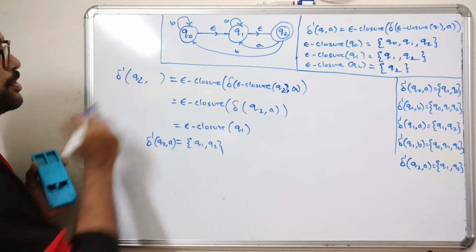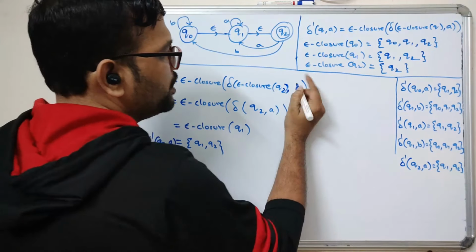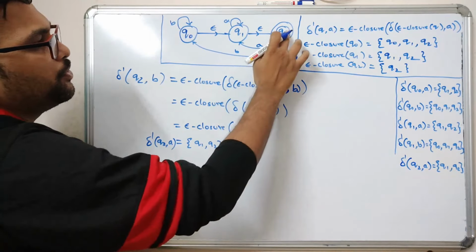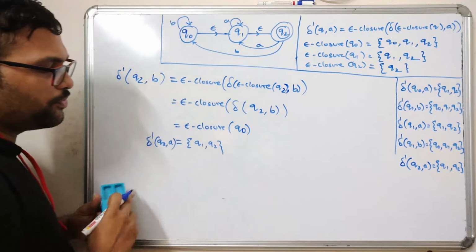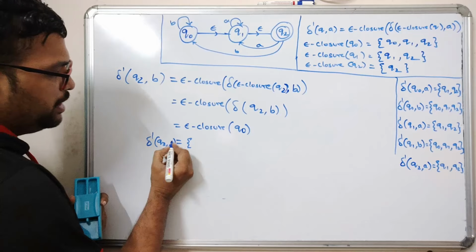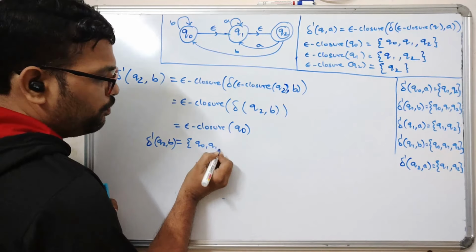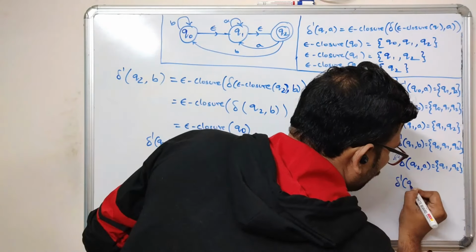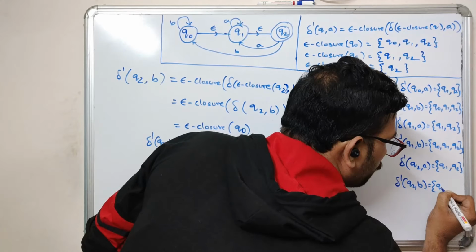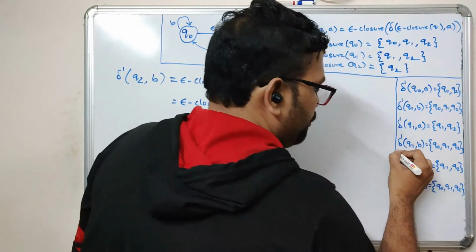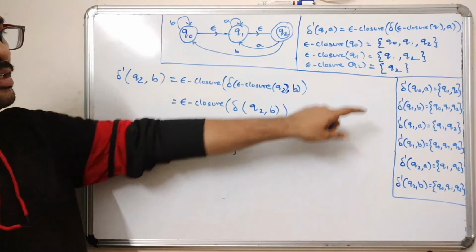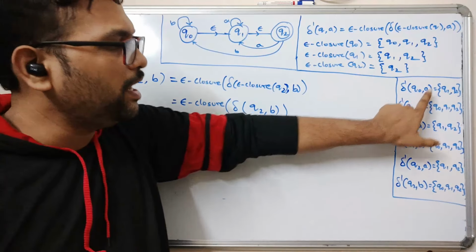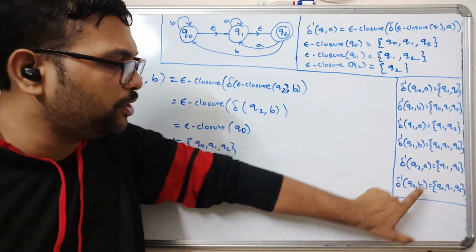Now just go with the other input symbol, that is B. Q2 on B: delta of Q2 on B moves to Q0. So epsilon closure of Q0, the resultant will be Q0, Q1 and Q2, because epsilon closure of Q0 is Q0, Q1, Q2. So just note down here: delta function of Q2 over input symbol B is equal to Q0, Q1 and Q2. So these are the transitions we found for each and every state: Q0 on A, Q0 on B, Q1 on A, Q1 on B, Q2 on A, Q2 on B.